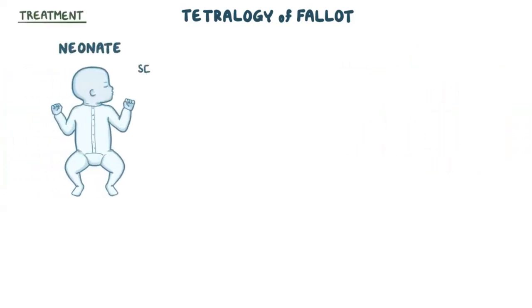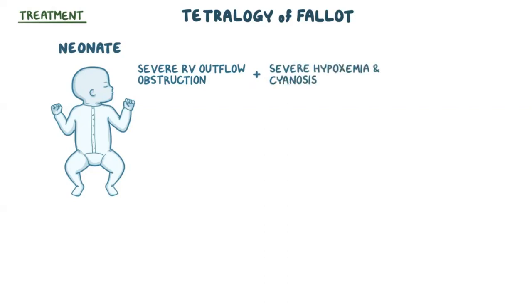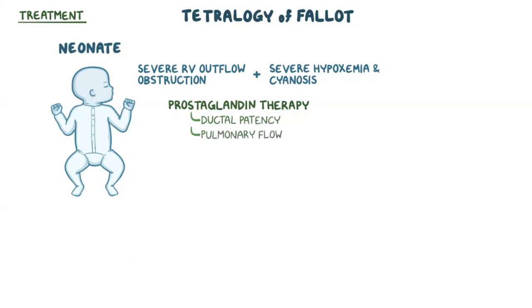Treatment of neonates with severe right ventricular outflow obstruction, presenting with severe hypoxemia and cyanosis, consists of prostaglandin therapy to maintain ductal patency and pulmonary flow before surgical repair.